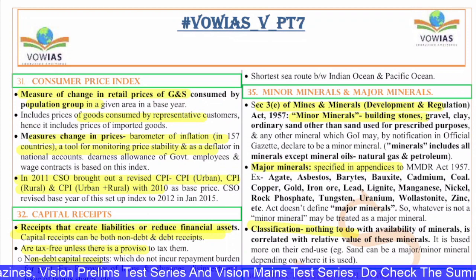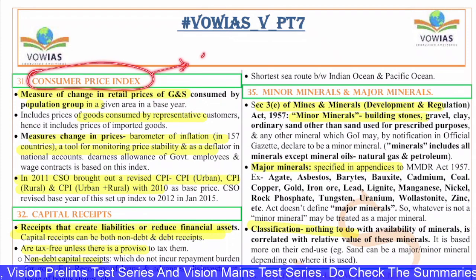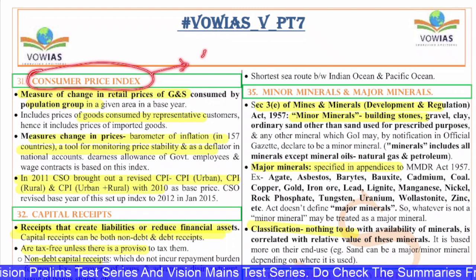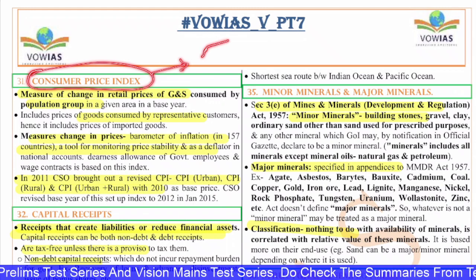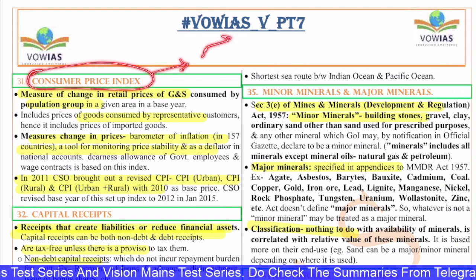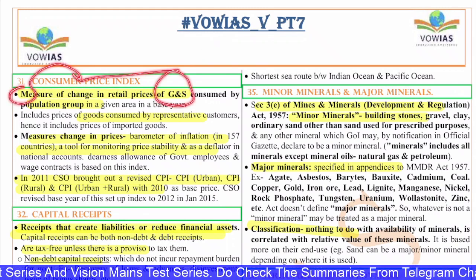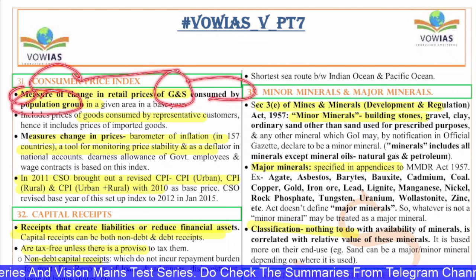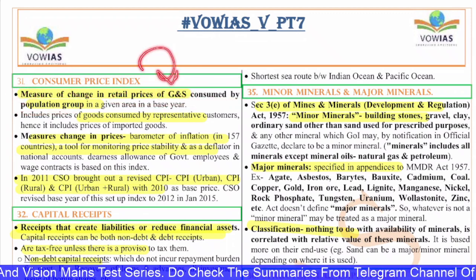The 31st question is on the consumer price index. We have two important indices, the consumer price index CPI and the WPI, the wholesale price index, and we also have the IIP, the index of industrial production. But CPI and WPI are the important instruments for understanding the economy and inflation. The measure of change in the retail prices of goods and services consumed by a population group in a given area in a base year is called the consumer price index.